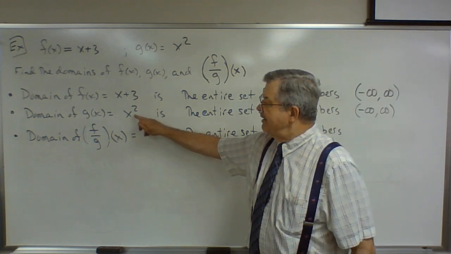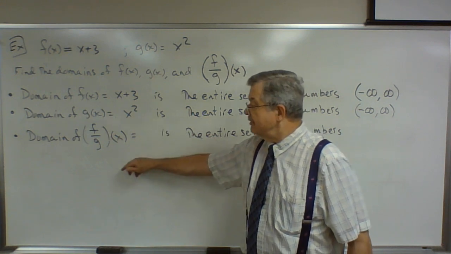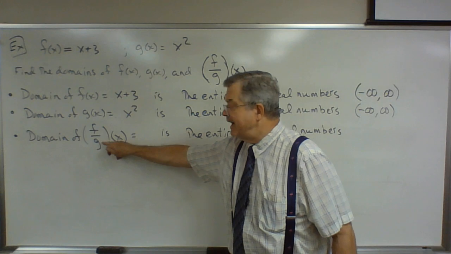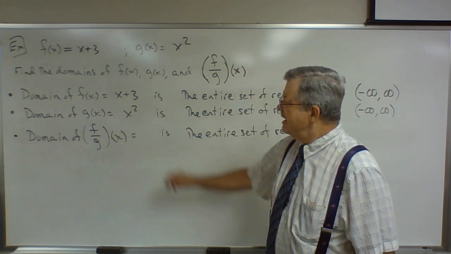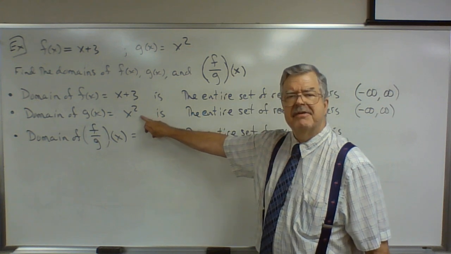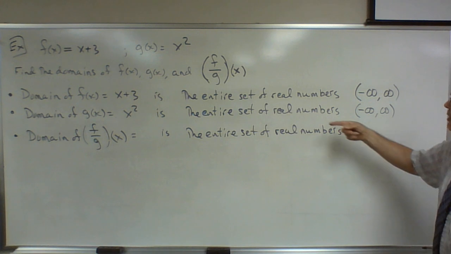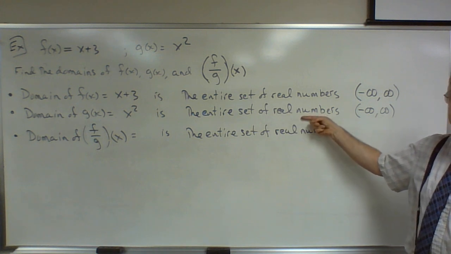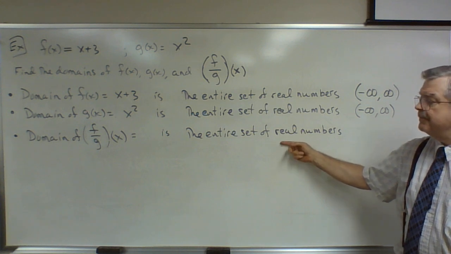Any x value that we exclude from the domain of g of x has to be excluded from the domain of f divided by g. Have we excluded any x values from the domain of g of x? No. The domain of g of x is the entire set of real numbers. It's looking pretty good here.